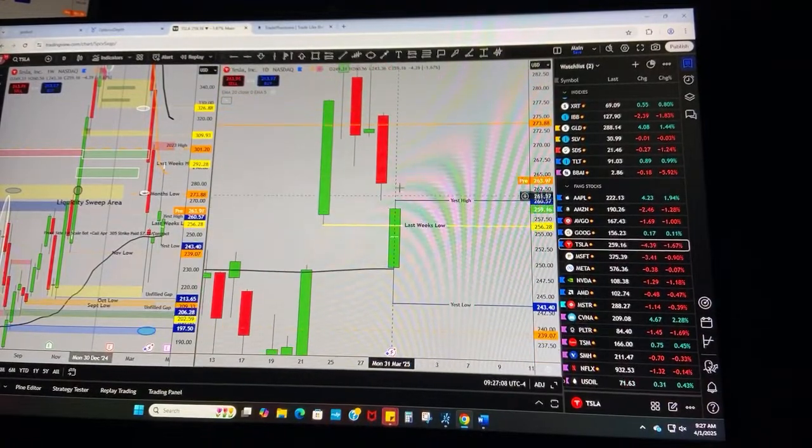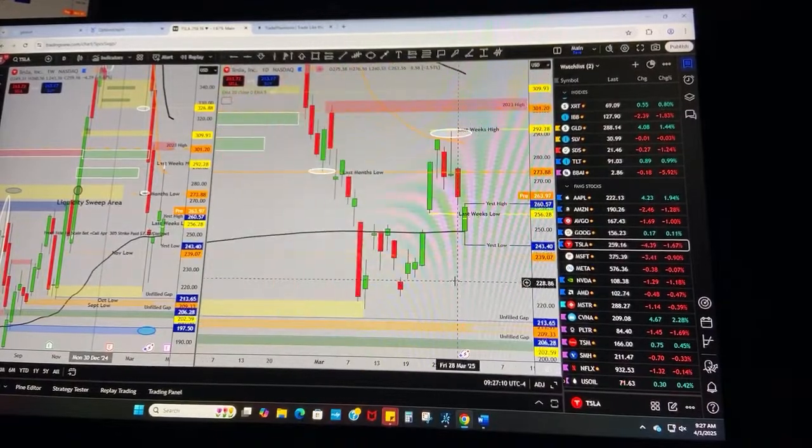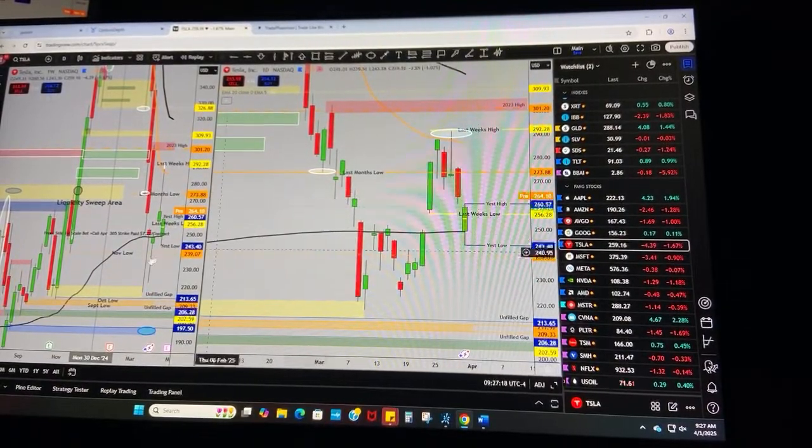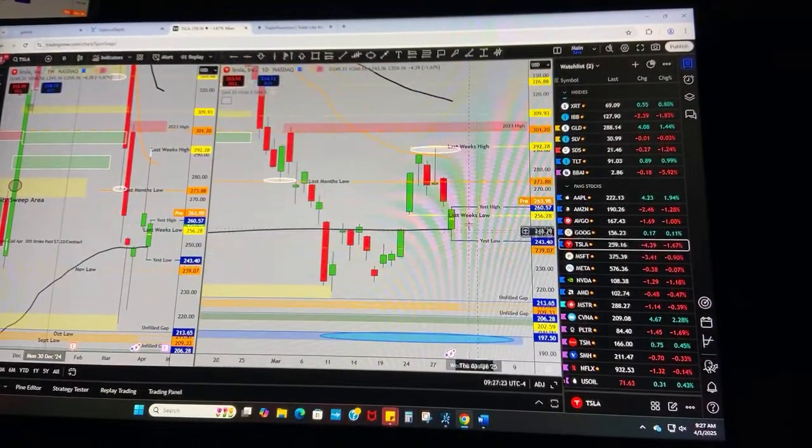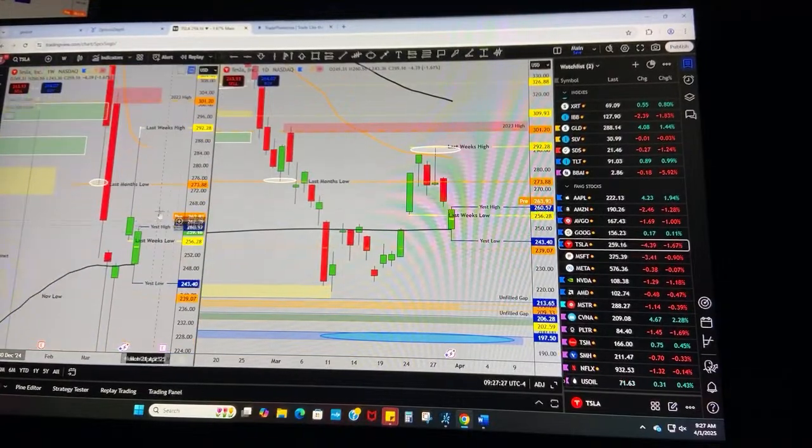So, close here, slight gap up. Now Tesla is one of the only ones that is gapping up. A lot of the other Magnificent Seven stocks, if you will, are gapping down. Tesla is gapping up, so it is showing a little bit of relative strength. We'll see if that continues, but we have to be careful with this one. It was pretty interesting.